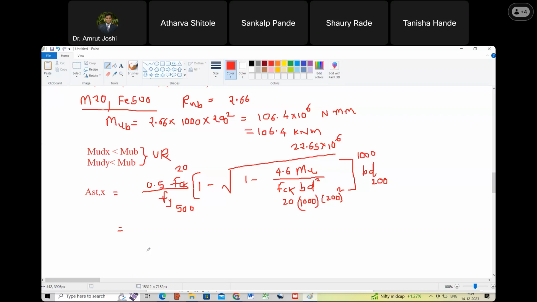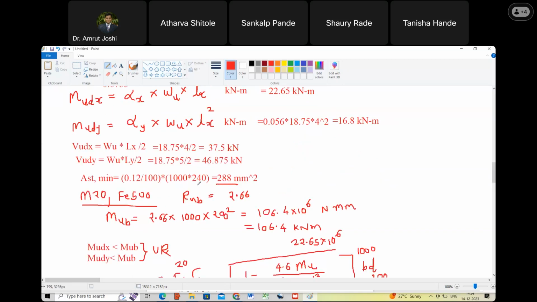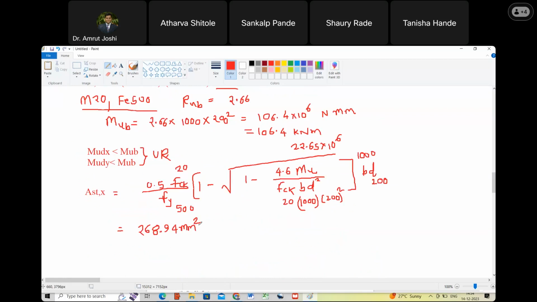How much did you get? 268.94. So let me write, that's correct. 268.94 mm square. Happy? Yes, sir. But what is the minimum steel? 288 mm square. So which one are you going to provide? 288, isn't it? Yes, sir.